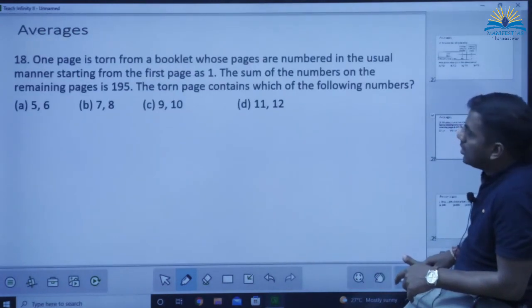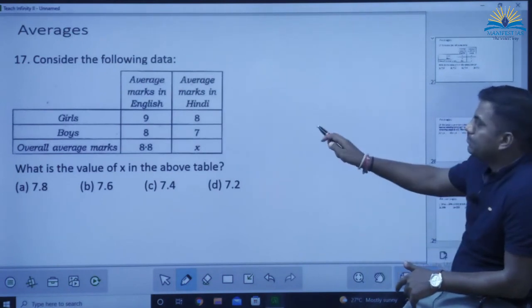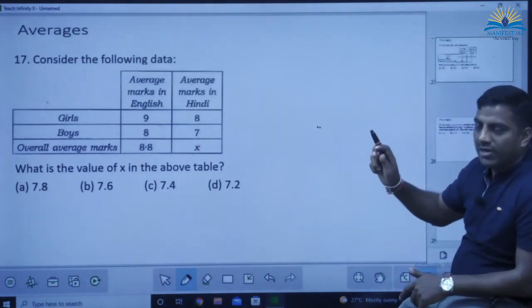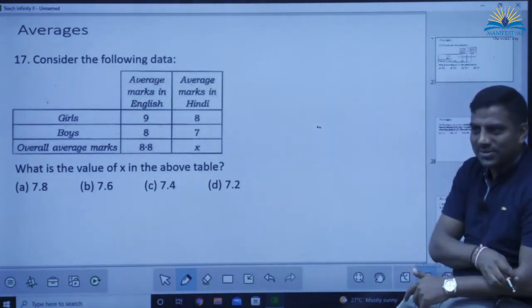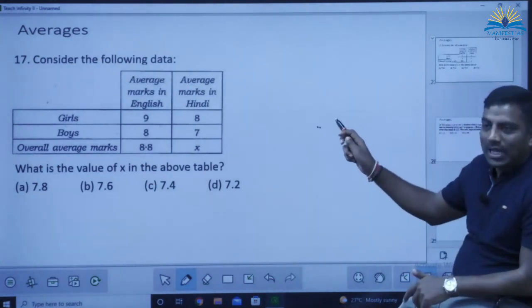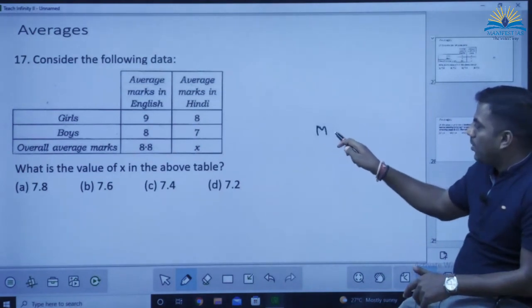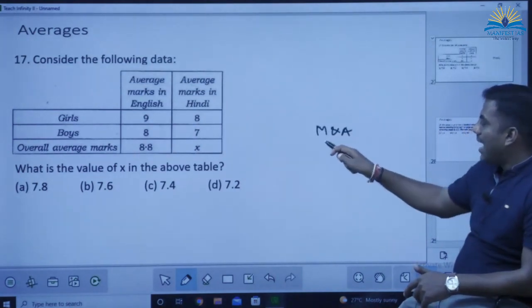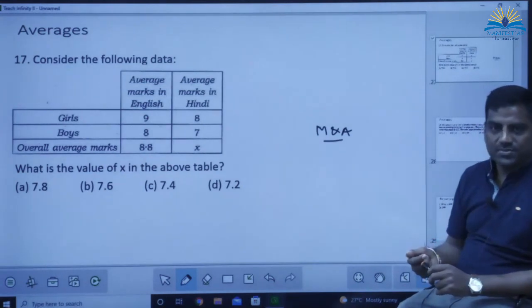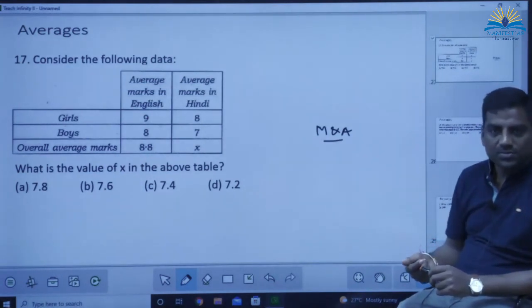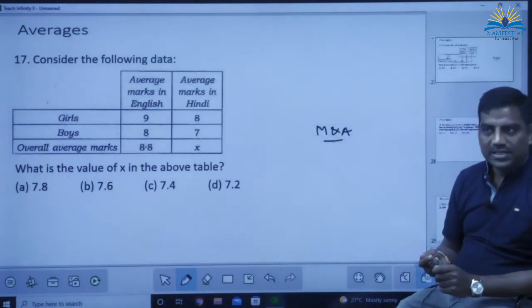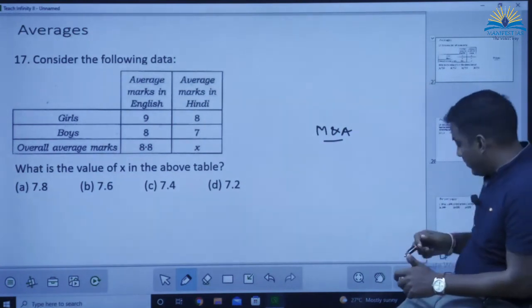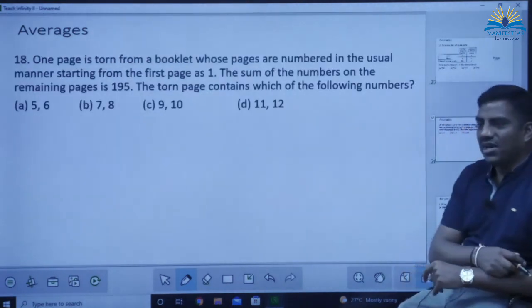2. This is a question I'm not going to solve. I can look at your faces. This is the problem having the application in mixtures and allegations. Mixtures and allegations. When I take up that section, I'll explain this one. Okay. Please remind me of this. Okay.